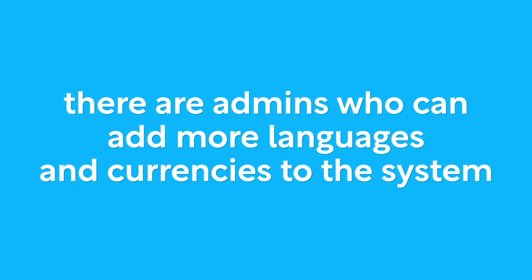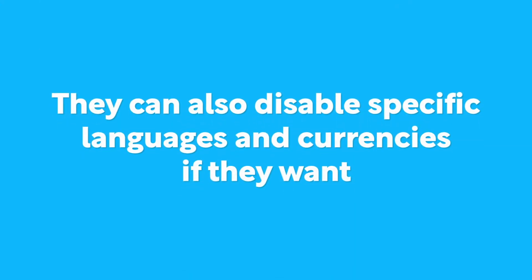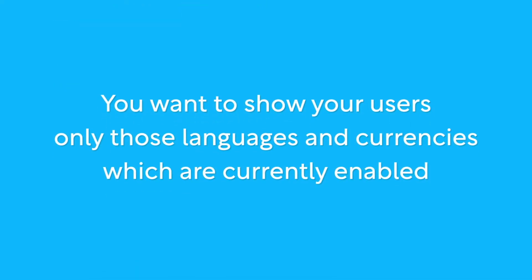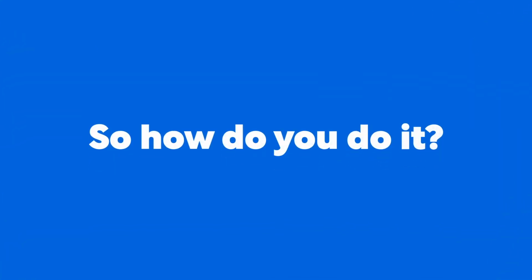Also, there are admins who can add more languages and currencies to the system. They can also disable specific languages and currencies if they want. You want to show your users only those languages and currencies which are currently enabled. So how do you do it?